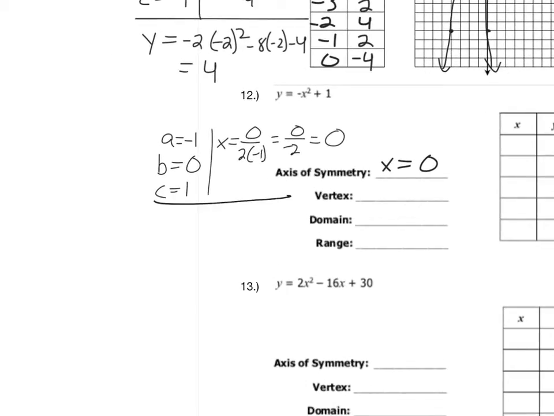Next, you would need to find your vertex. To find your vertex, you just plug in 0. So this is going to be y equals negative 0 squared plus 1. Well, 0 squared is 0, times negative, that would still be 0. So y is just going to be 1. So your vertex is going to be 0, comma 1.